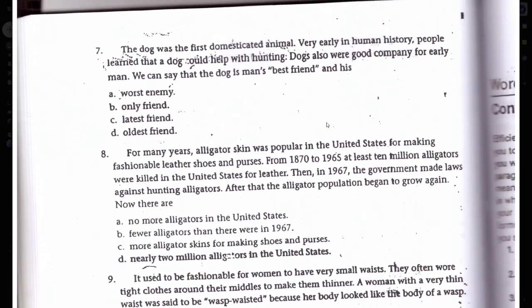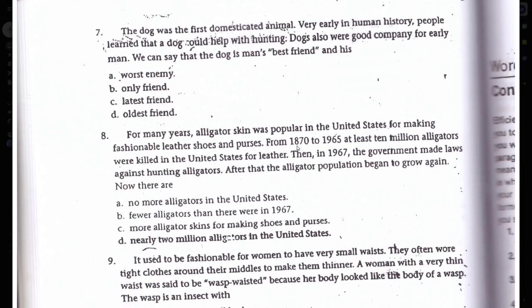The dog was the first domesticated animal. Very early in human history, people learned that the dog could help with hunting. Dogs also were good company for early men. We can say that the dog is man's best friend and his oldest friend.